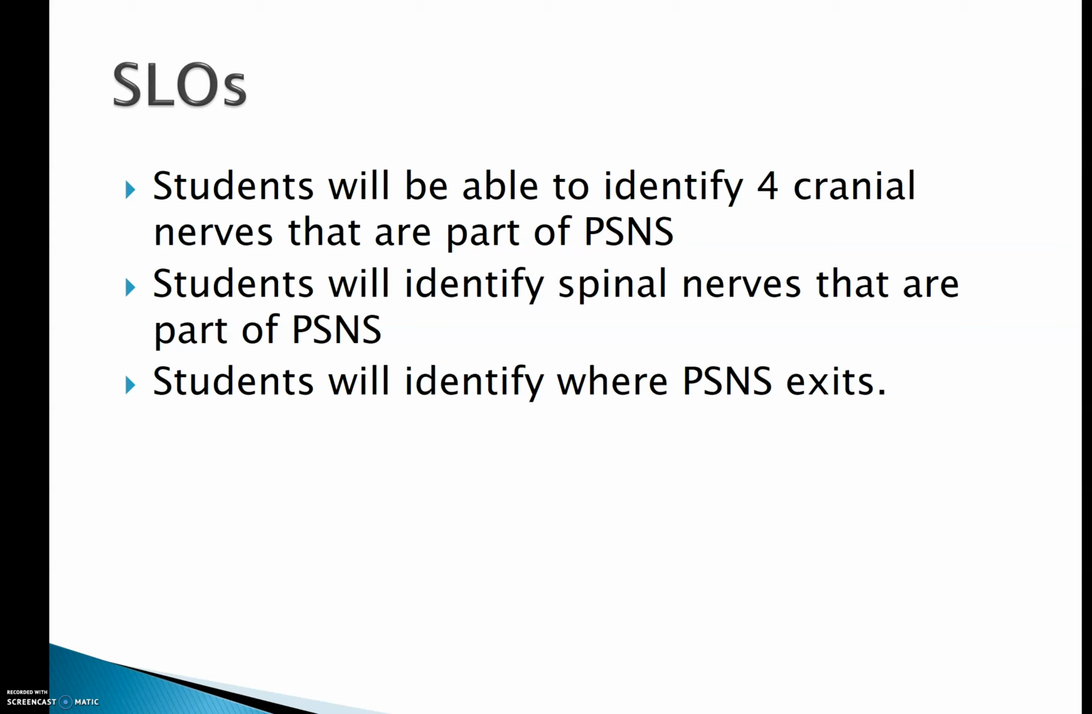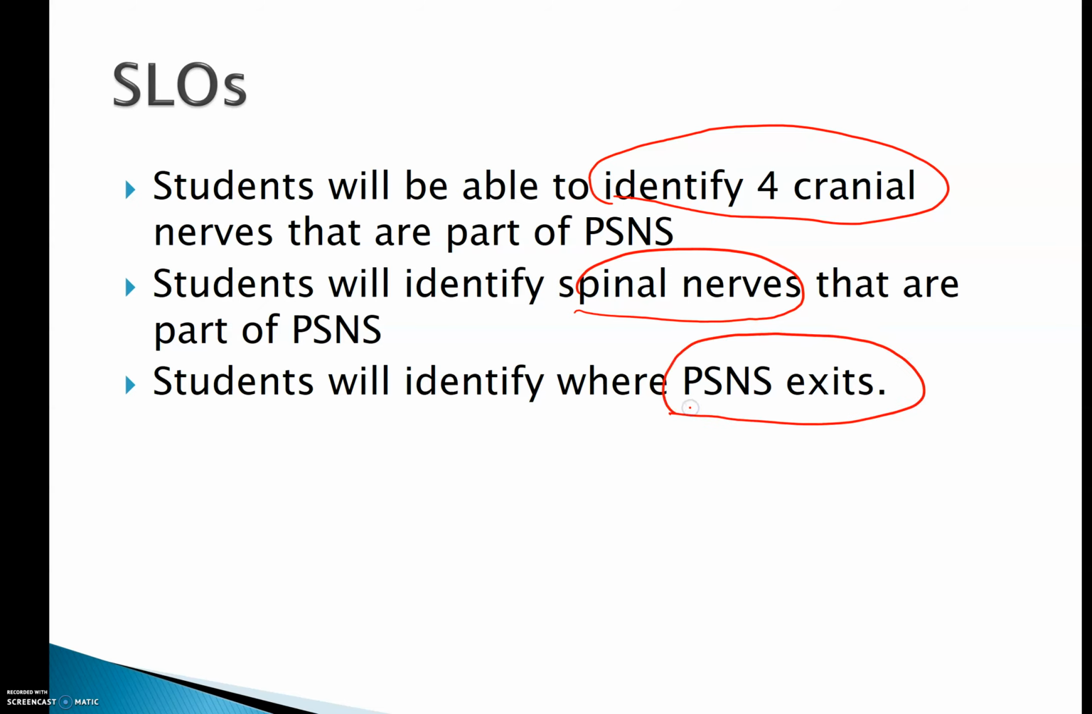Welcome to the next part of our lecture on the autonomic nervous system. In this part, we are going to identify the four cranial nerves that are part of the autonomic nervous system and their function, and identify the spinal nerves that are part of it. And you'll tell me where the parasympathetic nervous system exits as well.